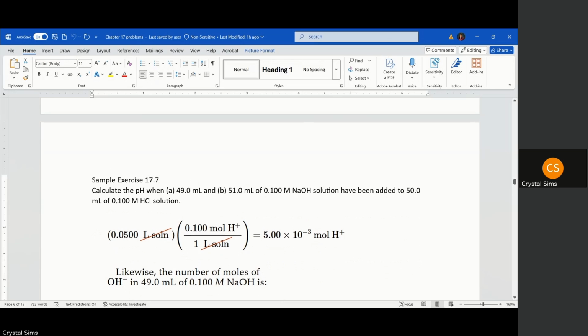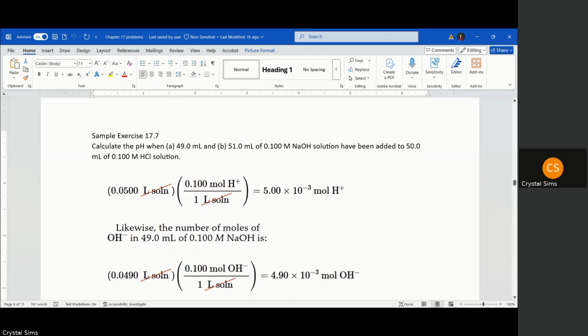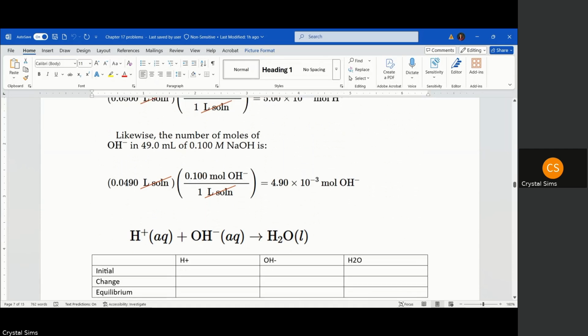And we can do the same thing for the number of moles of hydroxide ions in the 49 milliliters of the NaOH solution. So we have 4.90 times 10 to the negative 3 moles of hydroxide ions. We are not at the equivalence point yet, so there are more moles of hydrogen ions present than hydroxide ions. So hydroxide is going to be our limiting reactant, so we have to do a little bit of a calculation here.